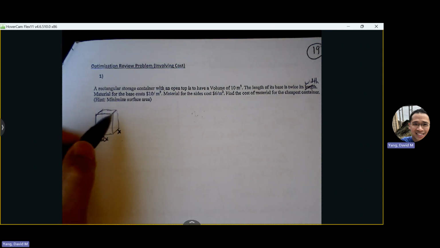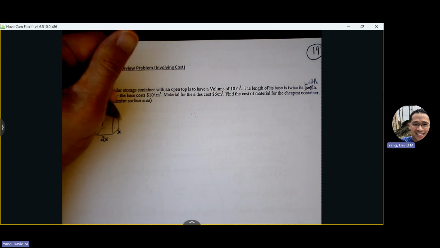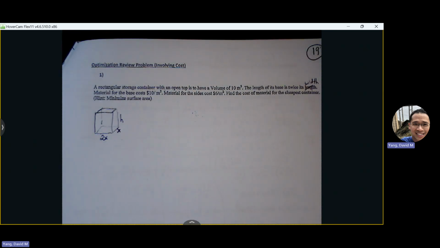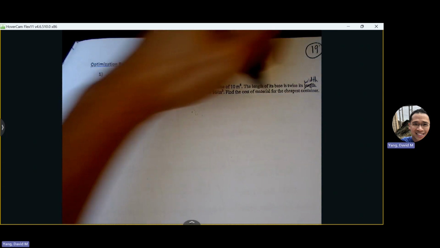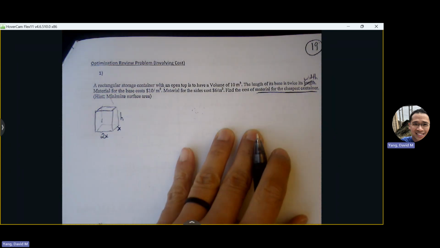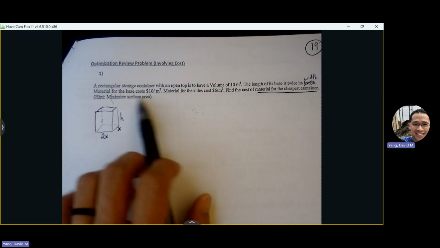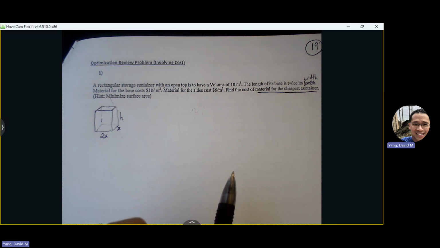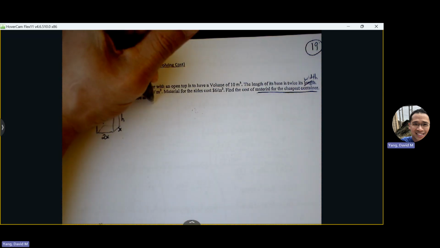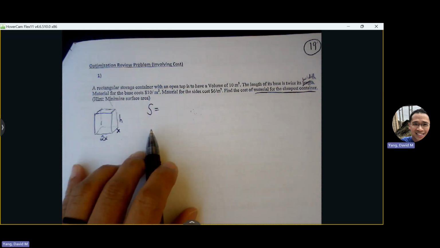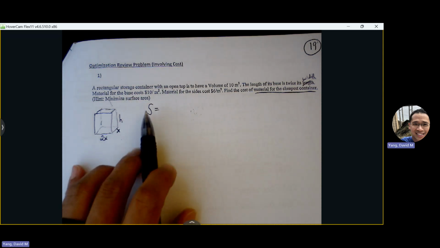They don't provide any relationship between the height and the base width and length, so we have to use different variables. We can use H or we can use Y. I'm going to use H. Find the cost of the material for the cheapest container. So for the cheapest container, we're paying for the material that makes up the box, not the space inside the box. So you know the cost is going to be associated with surface area. Let's build surface area and then we can work in the cost.